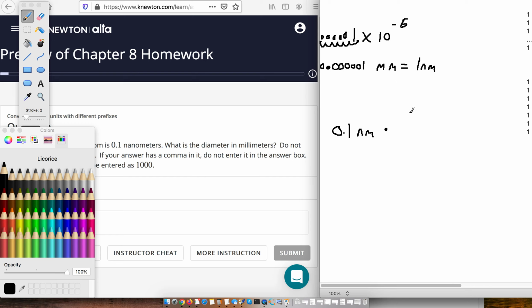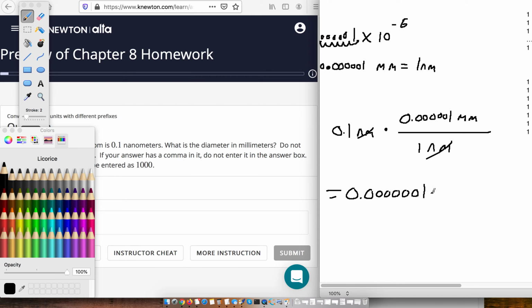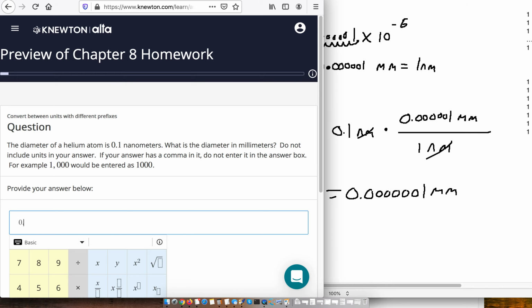Okay, so we said we have to multiply it by 1. So we're going to use 0.000001 millimeters over 1 nanometer. That way, we have our units cross cancel. Okay, these will cross cancel. And so if you're multiplying 0.1 times something, it means you're just tacking on an extra 0 after the decimal because you move it one place back. So we got 0.0000001 millimeters. And they say don't use units.